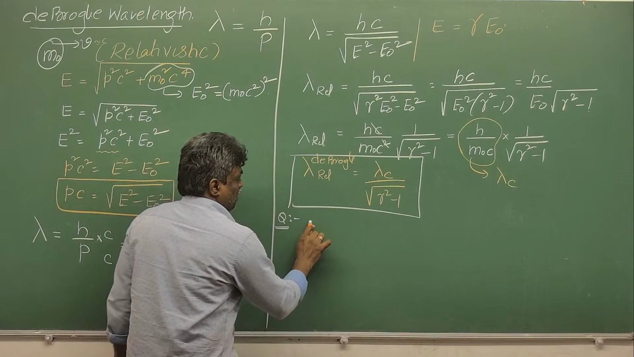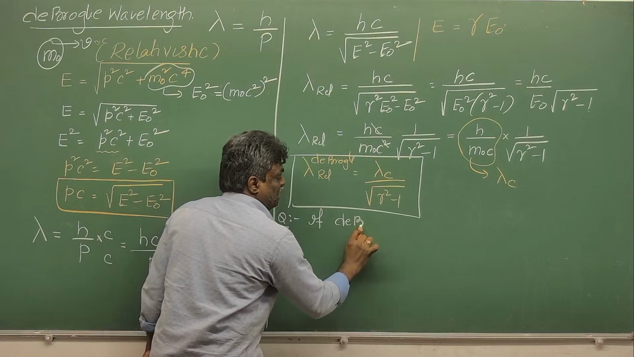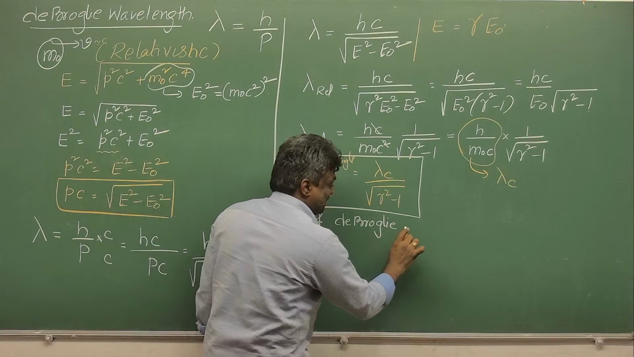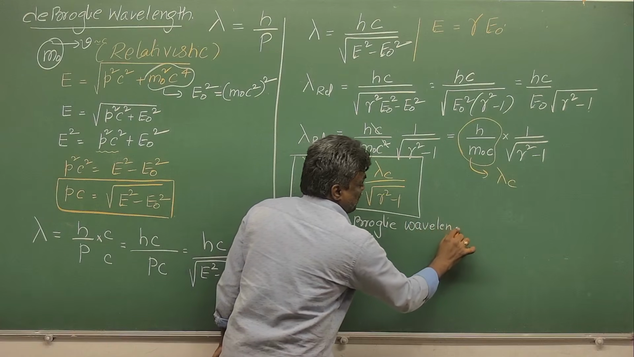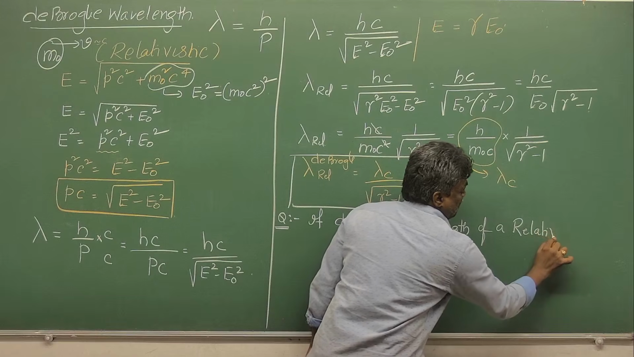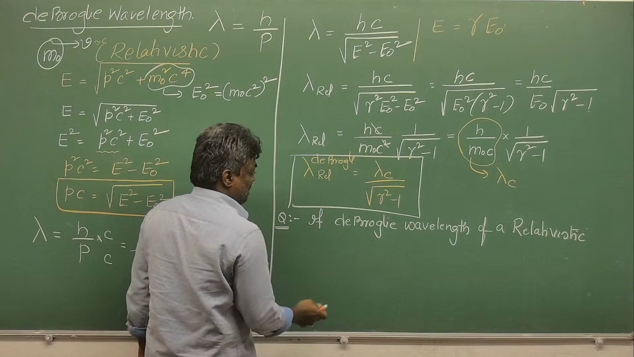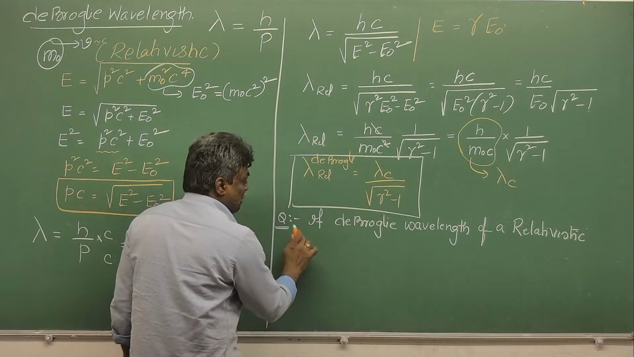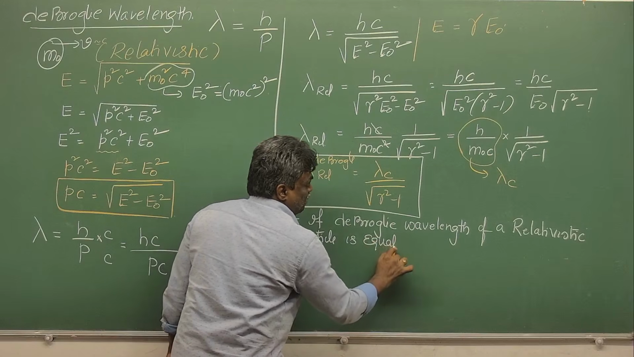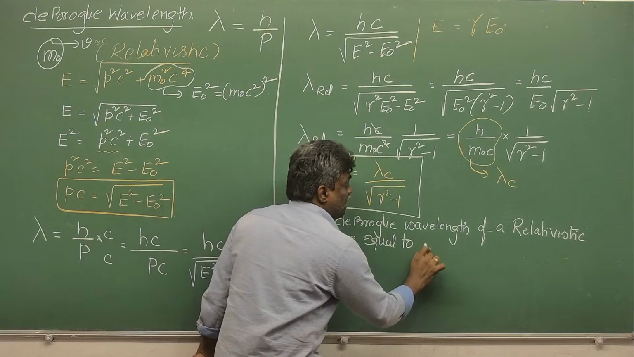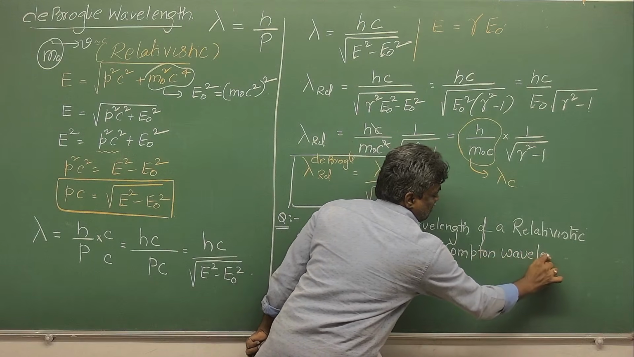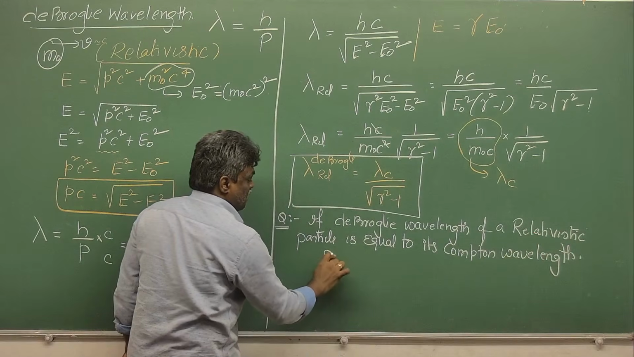If the de Broglie wavelength of a relativistic particle is equal to its Compton wavelength, find its velocity. If you answer this question, you understand yesterday's concept.